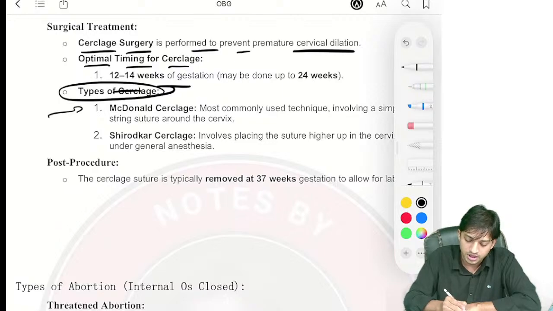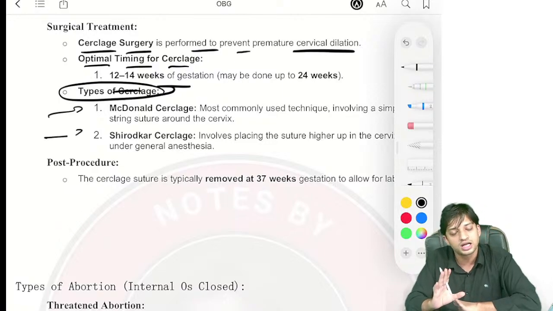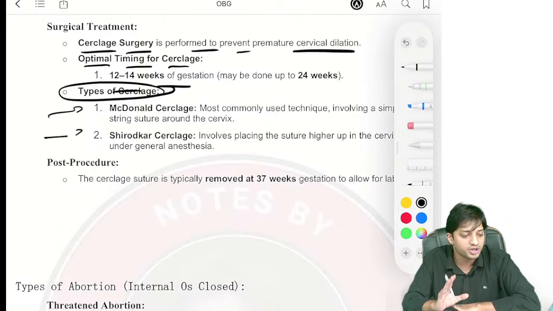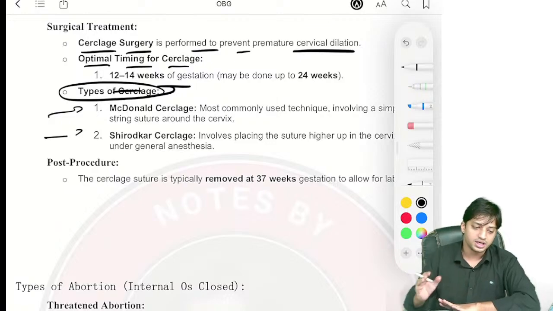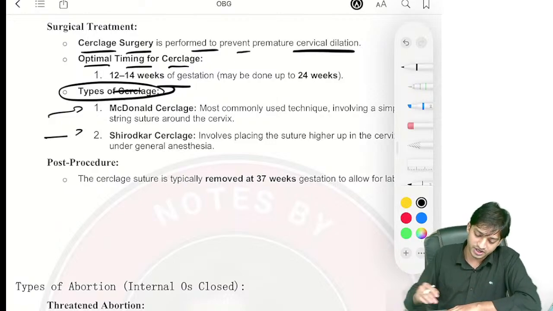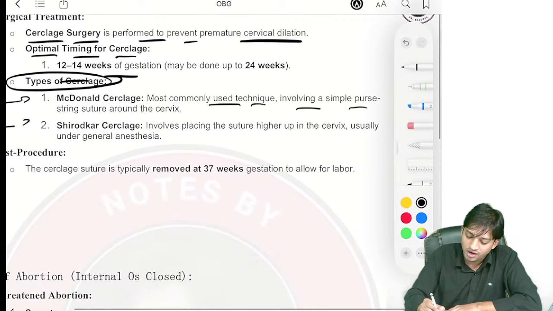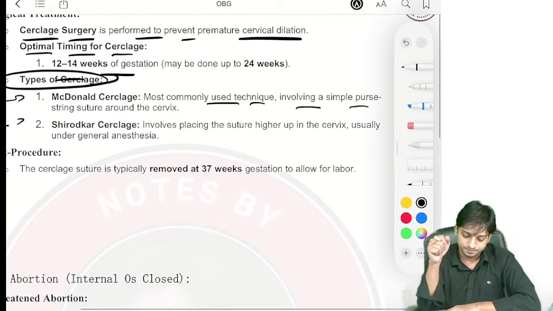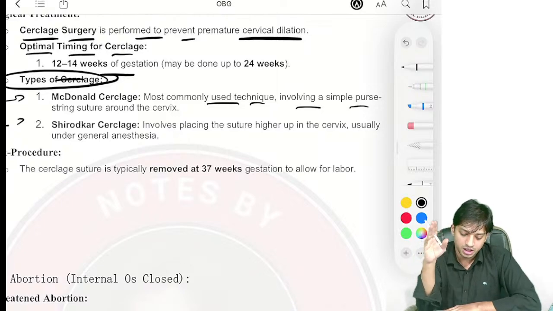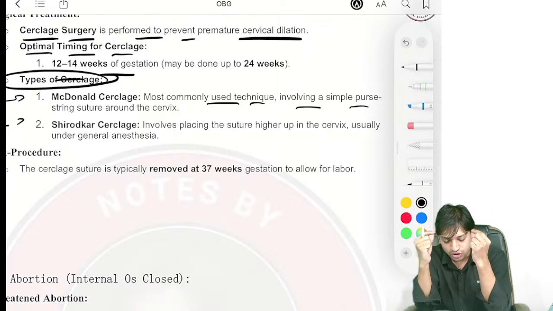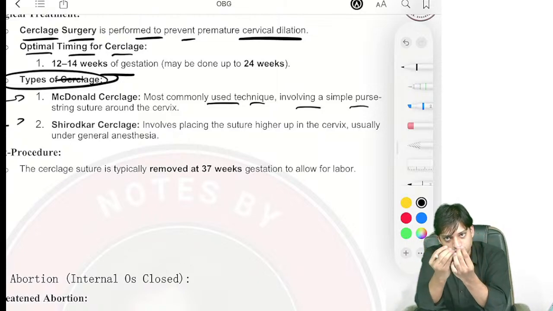You have the McDonald cerclage and the Shirodkar cerclage. They've asked you the names of the cerclage operations. Just remember the names. It will be more than enough, right? So McDonald cerclage you will see is the most commonly used technique, involving a simple purse-string suture around the cervix. You just put the suture around the cervix.